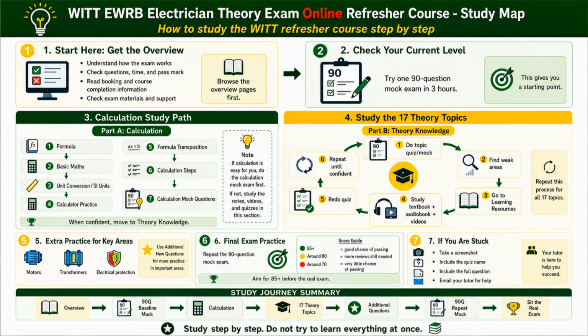So the full study journey is: start with the overview. Do the 190-question baseline mock exam. Study the calculation section. Study the 17 theory topics. Use the additional questions. Repeat the 90-question mock exam. Then sit the real exam when you are ready. The key message is study step by step. Do not try to learn everything at once. If you follow this study map properly, this course will be much easier to use and your exam preparation will be much more organized.